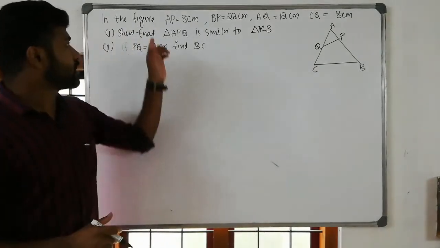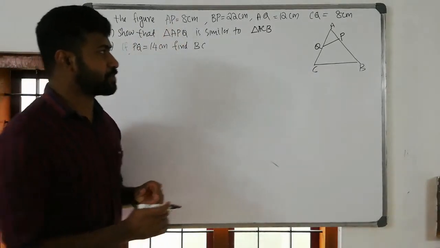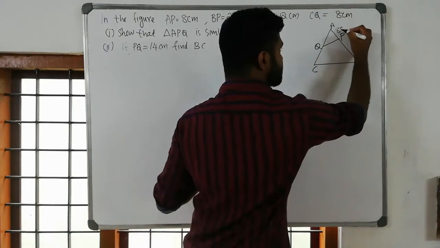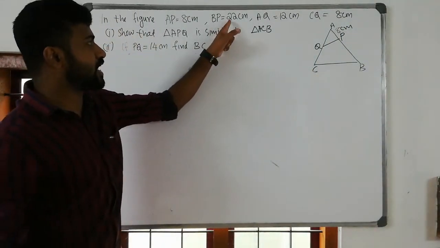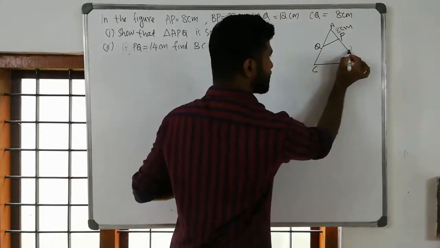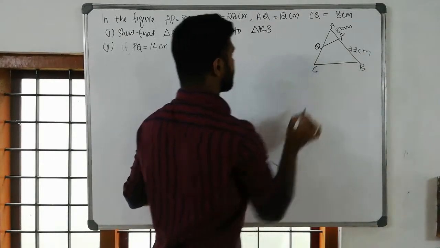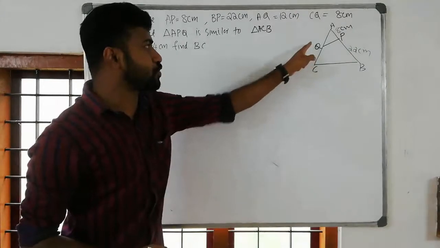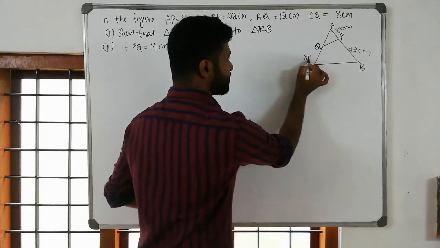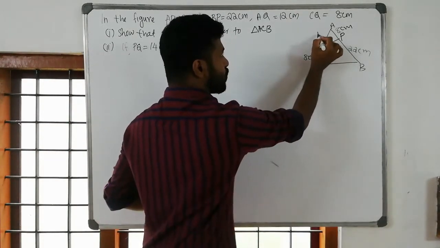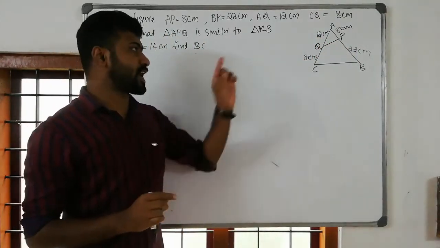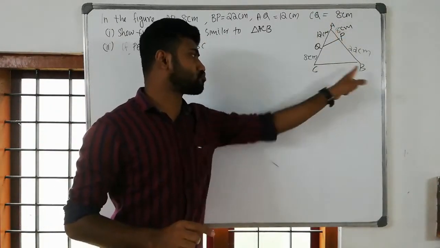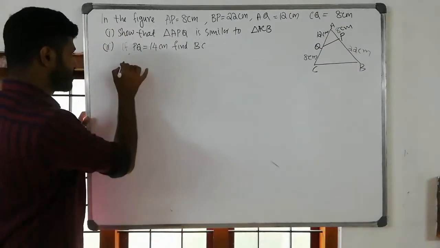In the figure, the length of AP is given, 8 centimeter. The length of BP is given, the length of BP is 22 centimeter. And the length of CQ is 8 centimeter, which is given. And the length of AQ is 12 centimeter. We want to prove that triangle APQ is similar to triangle ACB.